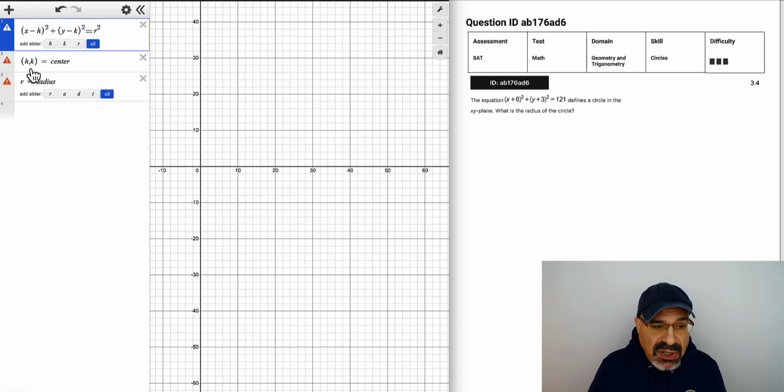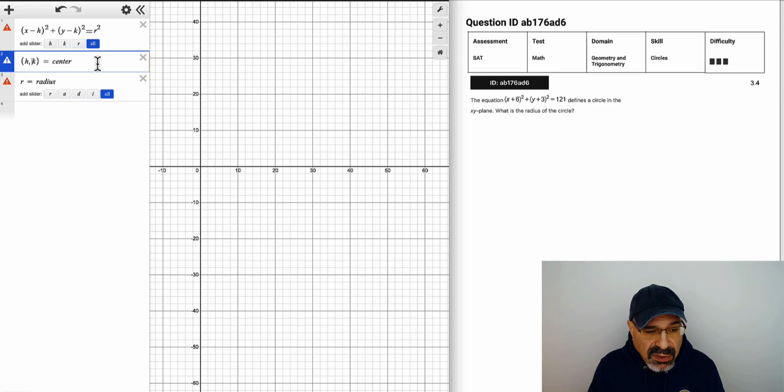If the center is h comma k, right? Here, let's make it even prettier. There we go. And the radius is r, then it's going to be x minus h, quantity squared, plus y minus k, quantity squared is equal to r squared. All right, let's move on.